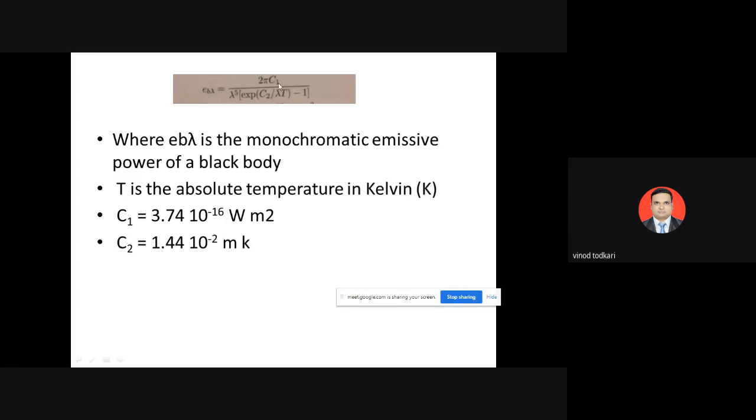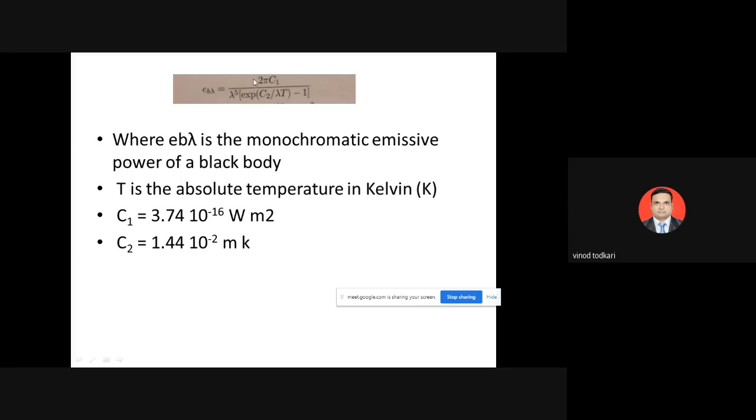Now see, Eb lambda is equal to 2 pi C1 upon lambda raised to 5 into bracket e raised to C2 upon lambda T, minus 1. What is lambda? Lambda is the wavelength. What is T? T is the absolute temperature in Kelvin. C1 and C2 are constants. Pi is also constant, 3.14. Eb lambda is the monochromatic emissive power of a black body.